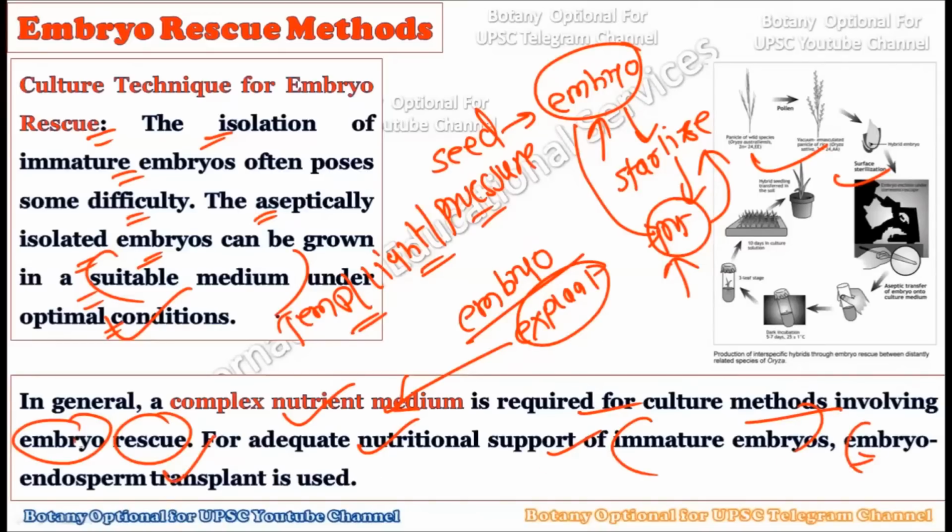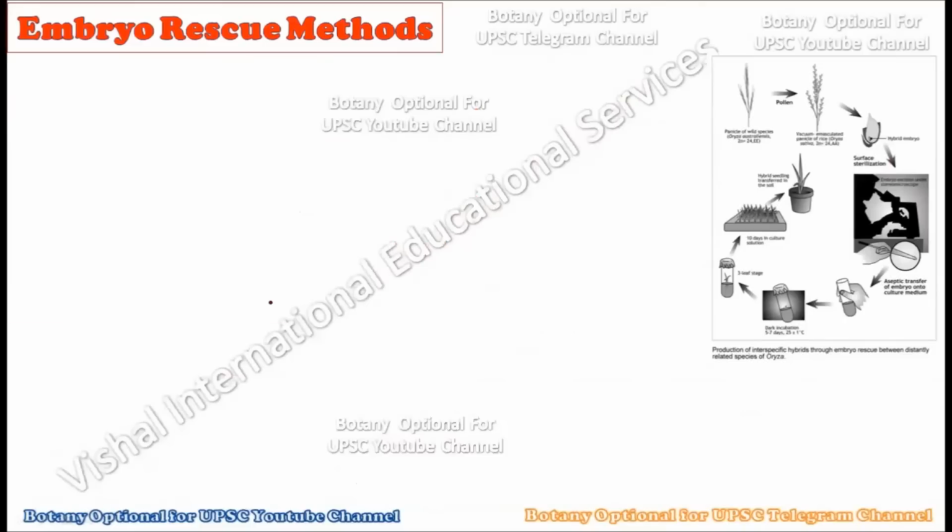Now see, for adequate nutritional support of the immature embryo, the embryo endosperm transplant is used. This particular method, which is called the embryo endosperm transplant method, is typically used to plant this embryo within the media. As the name suggests, the embryo is involved plus the endosperm is also involved, and what we will do is the transplant. Naturally, the endosperm is the nutrition-providing tissue to the embryo, and hence if the natural endosperm is there, it can nourish the growing embryo. So instead of totally relying on the nutrient medium, we provide the endosperm as a nutritionally important tissue to the embryo, and this technique is called the embryo endosperm transplant.